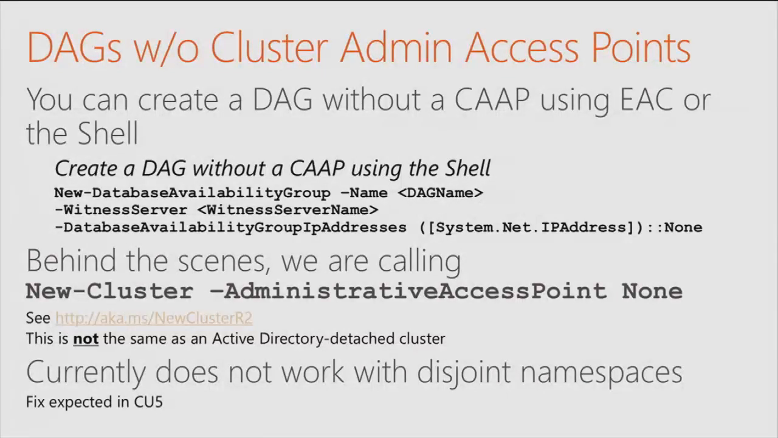Now, on top of that, we recently found a bug in this new feature, and that bug is that it does not work in disjoint namespaces. So if you have a disjoint namespace, you're going to get a very confusing error when you try to create a database availability group, at the point where you try to add the first server to the group, where we try to invoke and start using the witness server and so forth. We are fixing that in CU5. If you're not in a disjoint namespace, you'll have no problems. If you are in a disjoint namespace, just be aware of this. You won't be able to use a DAG without a CAP at this point.